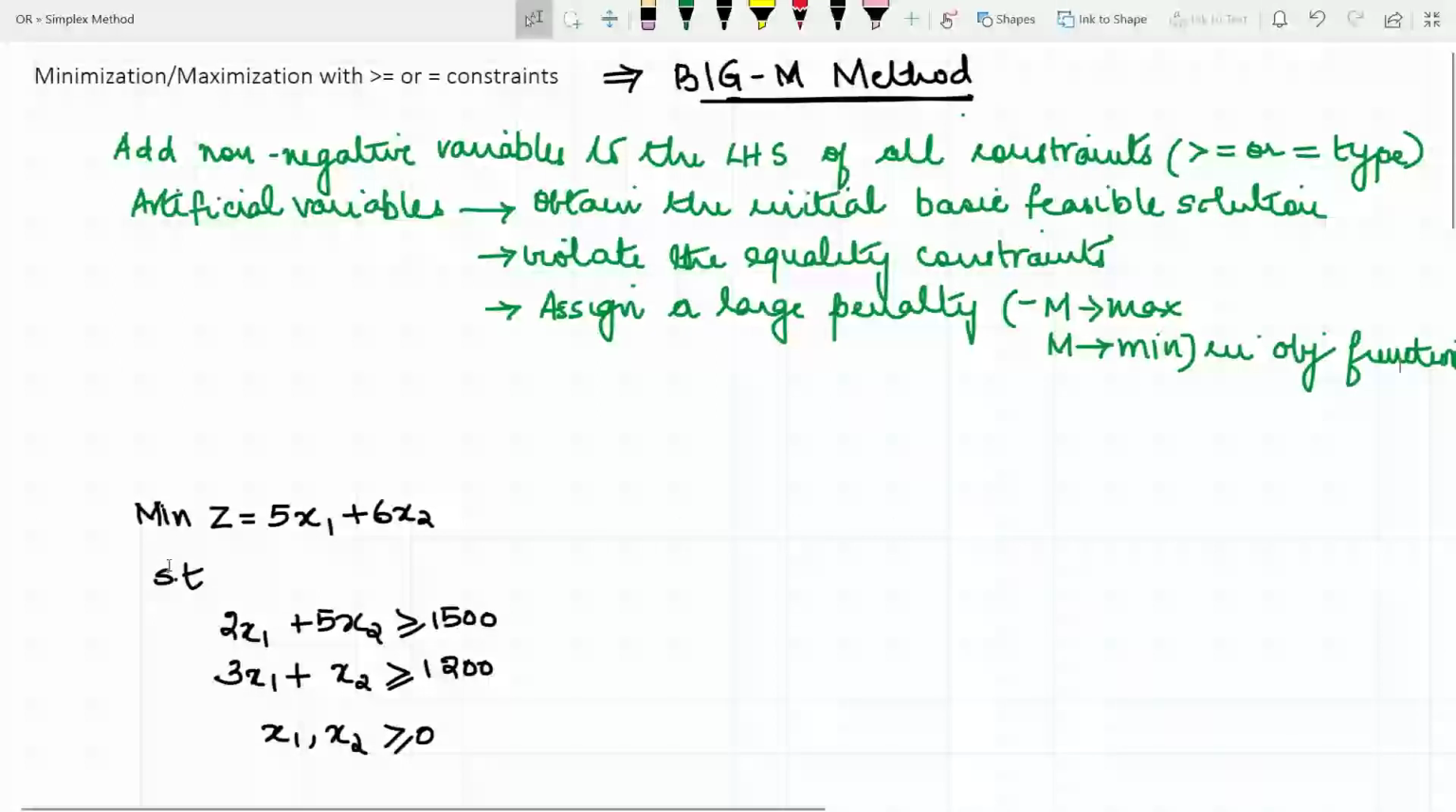Now let us see the first problem. This is the problem. You have minimize z is equal to 5x1 plus 6x2 subject to 2x1 plus 5x2 greater than or equal to 1500 and 3x1 plus x2 greater than or equal to 1200, where x1, x2 is greater than or equal to 0. So we know these are greater than or equal to constraints.